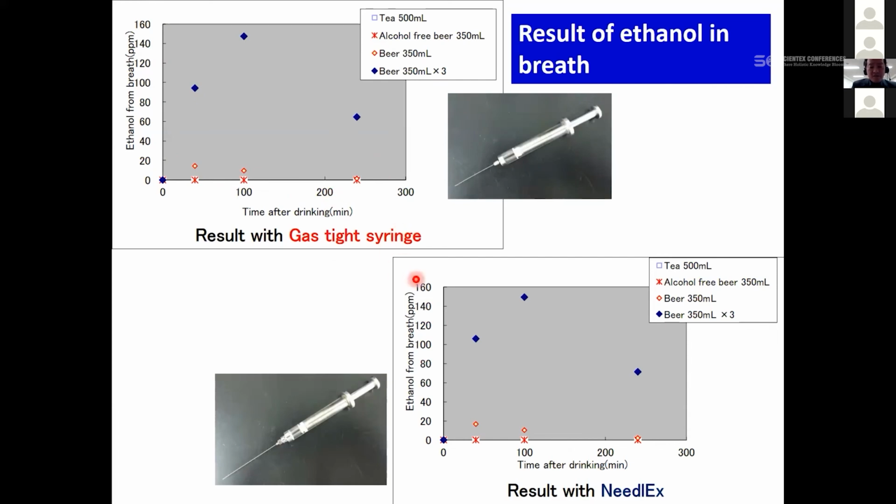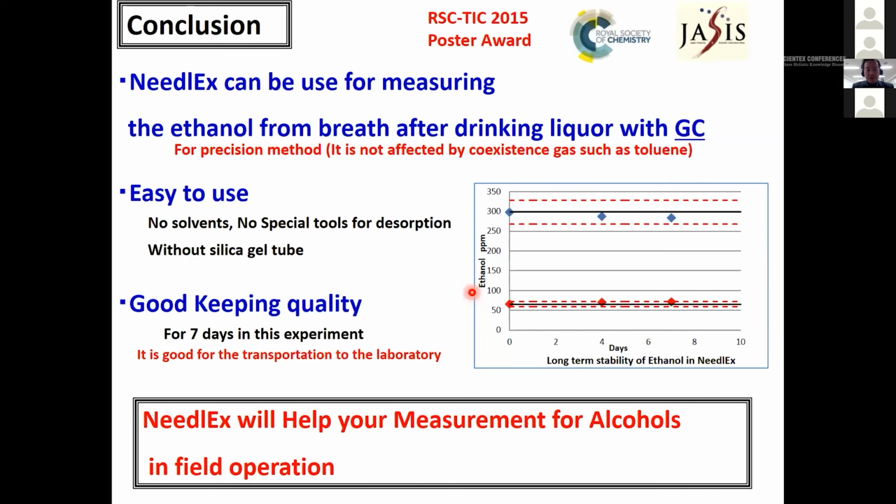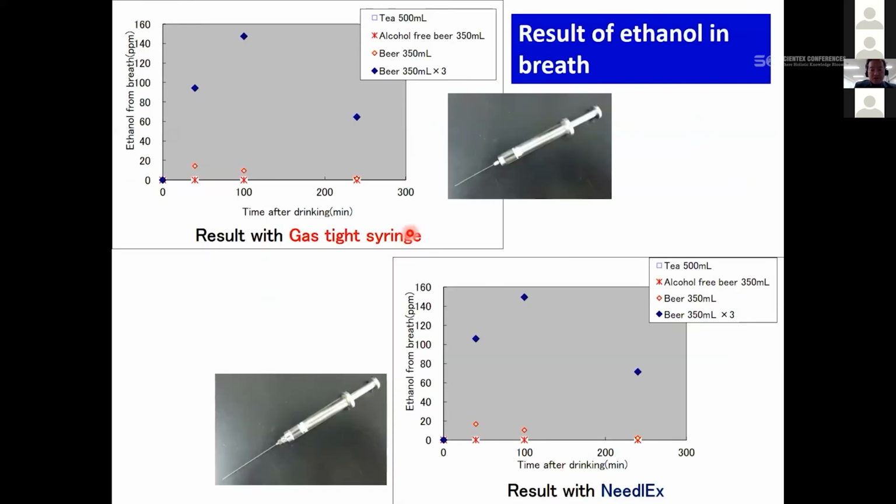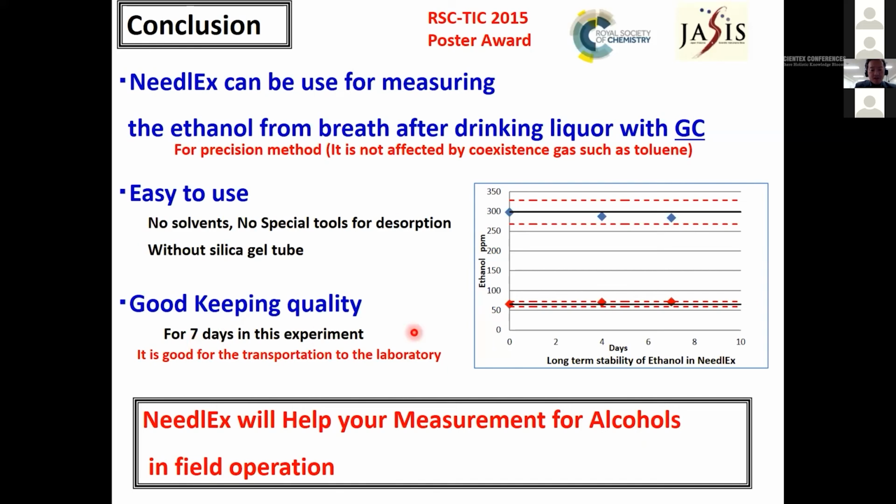From this result, we confirm that Needle X can detect alcohol in breath. Of course, gas tight syringes cannot keep the ethanol in the needle, but Needle X can keep the ethanol in the needle for 7 days. It is good for transportation to the laboratory. Needle X will help your measurement of alcohol in field operation.